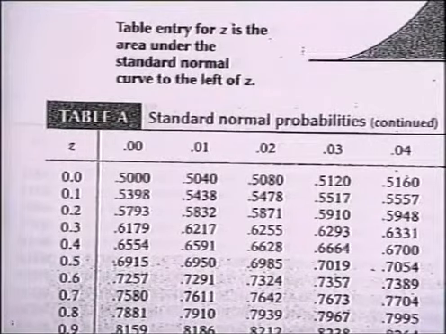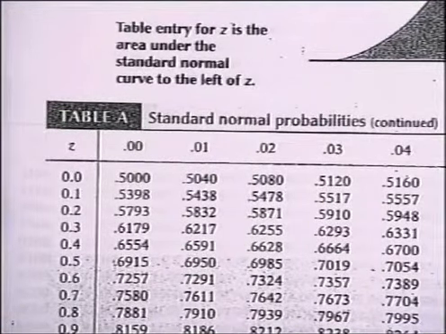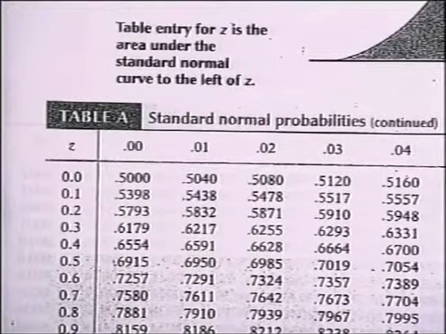Okay. What I want to do is show you where we get this. Remember when we did the 95% confidence interval, we looked up what has 97.5% to the left of it. Let's bring this up. Let's do this.